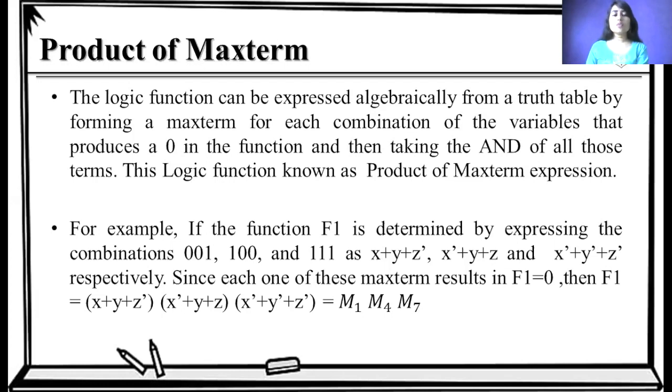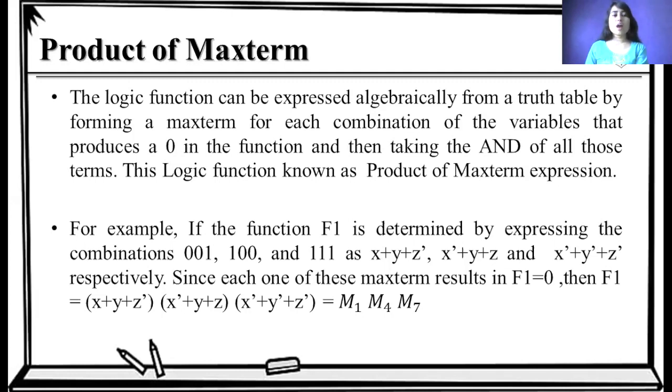So here we can consider these terms, that means for this operation or this operation or this operation, we have F1 equal to 0. Now we take the product of all three combinations. So we have the function F1 = (x + y + z')(x' + y + z)(x' + y' + z').